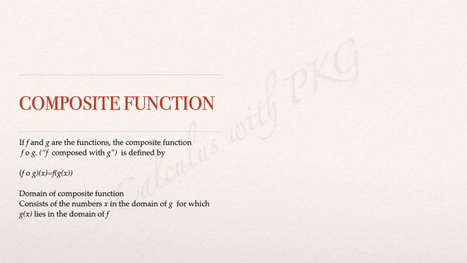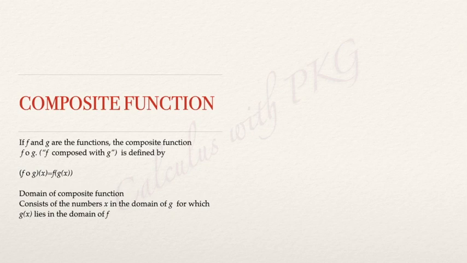Now another way of combining function is composition of function. If f and g are the functions, the composite function f o g, we can say f composed with g, is defined by f o g of x equal to f of g of x. Now domain of composite function consists of the number x in the domain of g for which g of x lies in the domain of f.